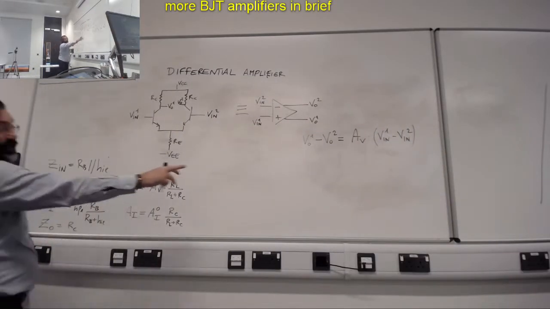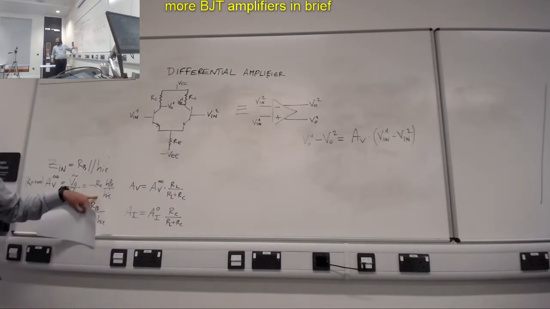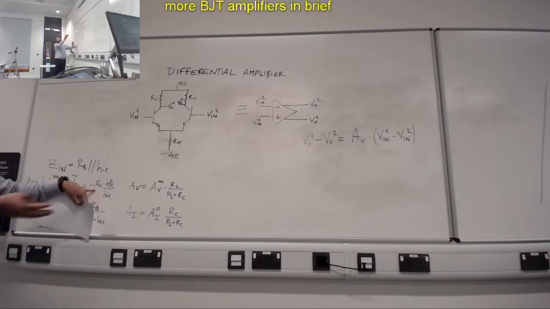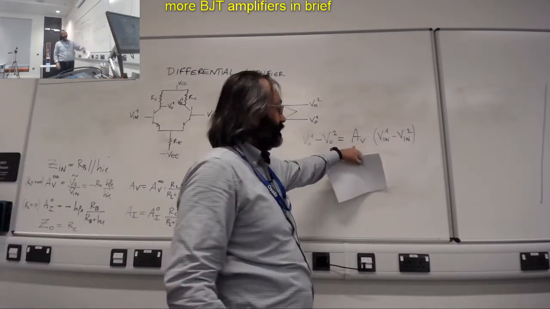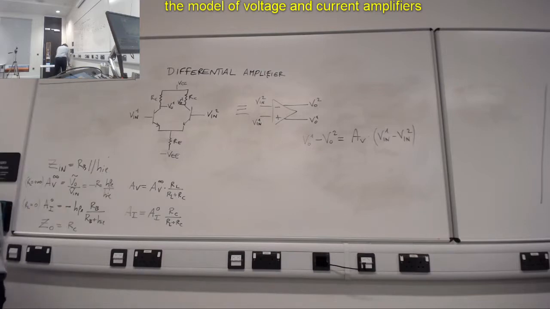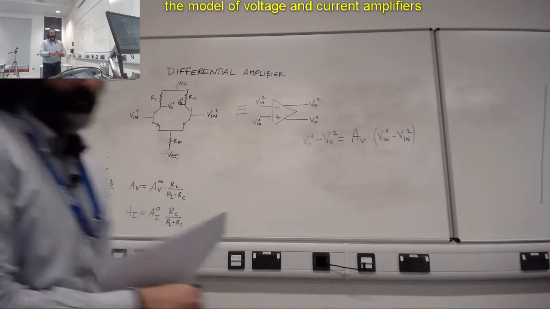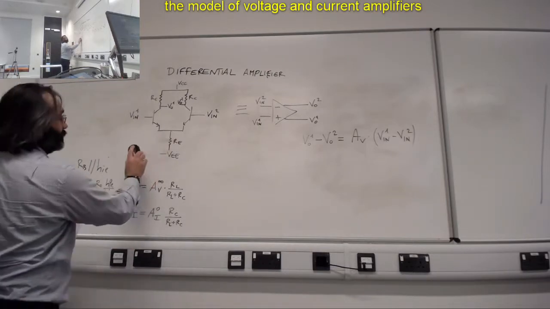And this AV is given by something like that. So it can be quite large. Remember, HFE is hundreds, HIE is 1 kilo ohm, RC depends on what you've chosen. If it was 1 kilo ohm, you would have an amplification of 100 here. Okay, so differential amplifier.